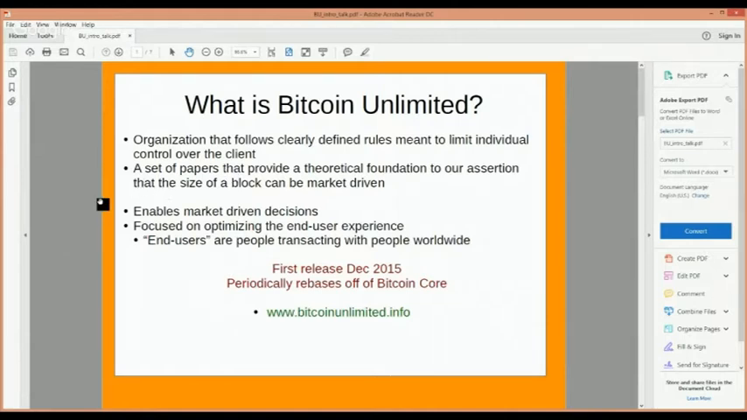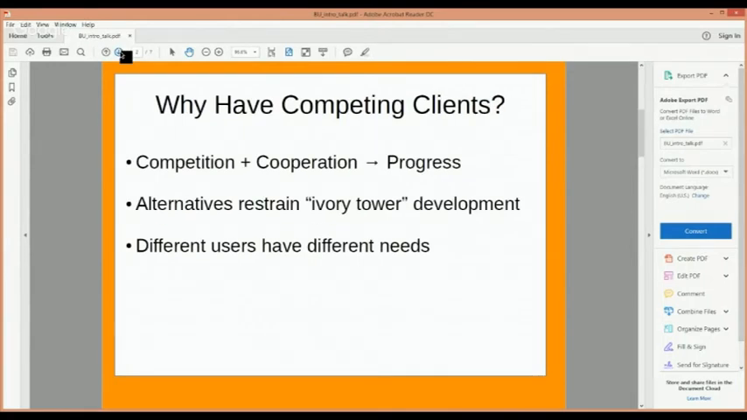Bitcoin Unlimited grew out of dissatisfaction with scaling. So why should we have competing clients? We actually don't want to be the only client. Typically in the world, progress occurs via a combination of competition and cooperation, and that's what we do here. As I said earlier, Bitcoin Unlimited periodically rebases its source code on top of Bitcoin Core, so any features they implement, we eventually get, and then we add our own features on top.